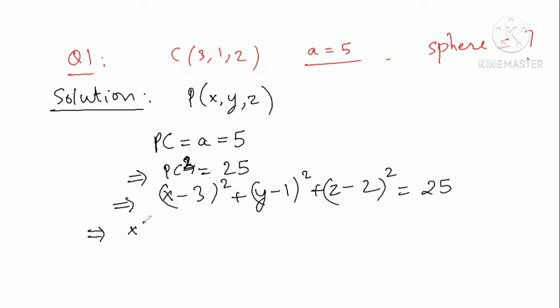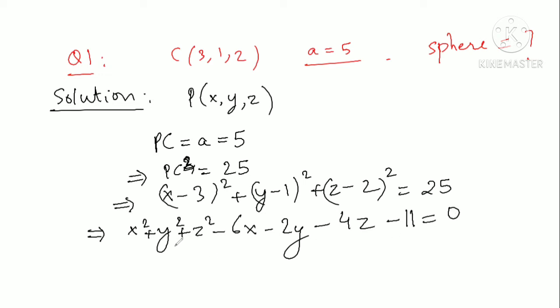Now expand all the terms. After expanding, we get x square plus y square plus z square minus 6x minus 2y minus 4z. Then 9 and 1, 10, 10 and 4, 14. 14 minus 25 is minus 11 equal to 0. So x square plus y square plus z square minus 6x minus 2y minus 4z minus 11 is equal to 0.